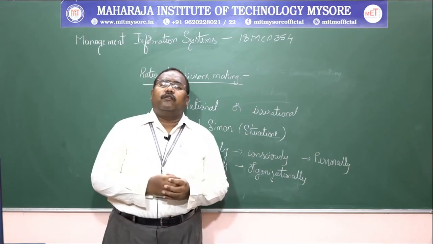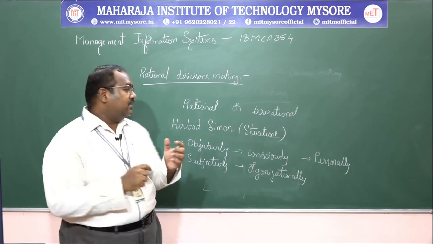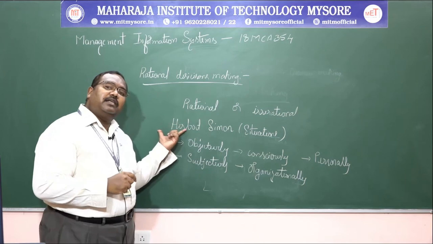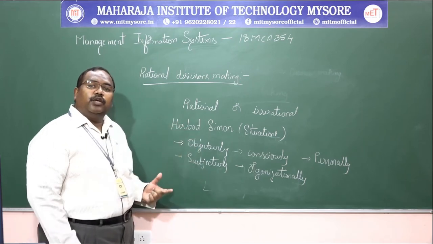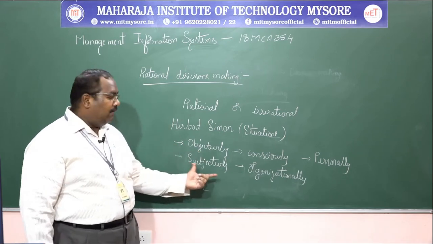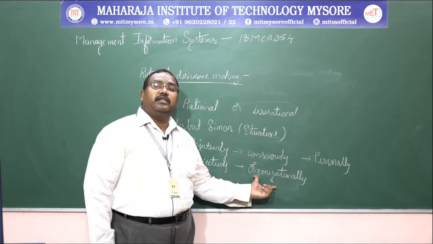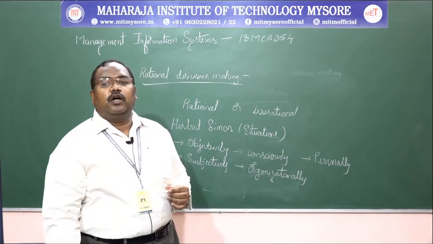When you look into the concept of decision making with respect to business, various situations might be encountered. Professor Herbert Simon says these are the five situations you need to consider. First one is objectively, second is subjectively, and consciously you should make a decision, and organizationally, and finally personally, you need to keep in mind.